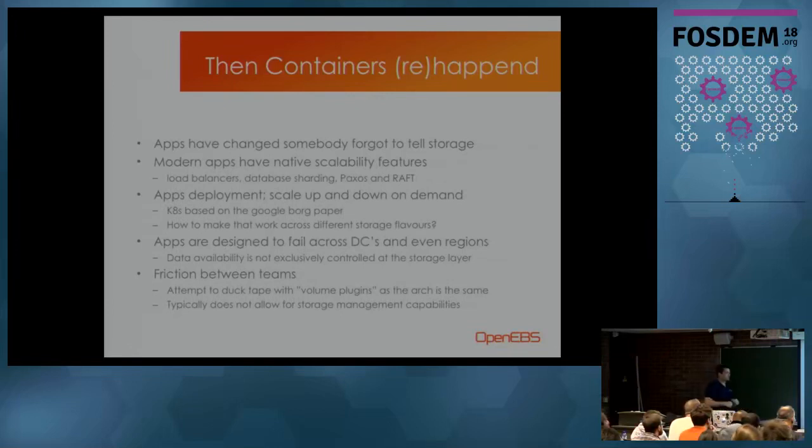So modern-day apps have native scalability features. They have load balancers, they have database sharding, they use sophisticated consensus algorithms like Paxos and Raft. So you don't really need to have a whole lot of storage complexity in order to achieve scalability. The way that we deploy them, right? So Kubernetes is based on the Google Borg paper. If you haven't read it, it's a very interesting paper to read. It kind of explains where Kubernetes comes from.